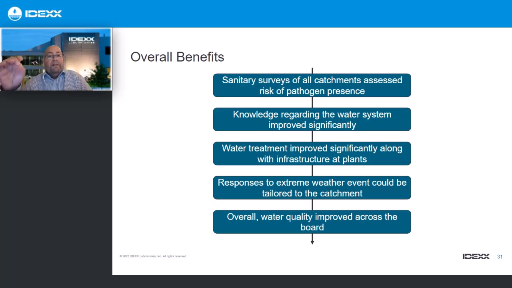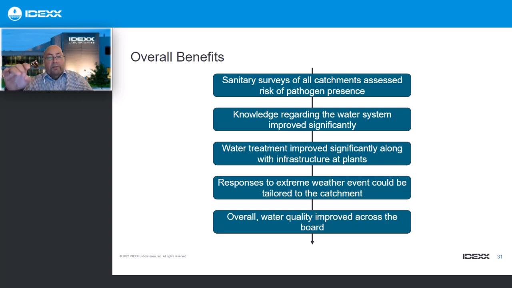In the overall benefits, sanitary surveys of all catchments assess the risk of the pathogen being present in that influent water, that source water. The knowledge that utilities had with regards to their water system improved significantly. Water treatment improved along with infrastructure at plants that were deemed at risk.